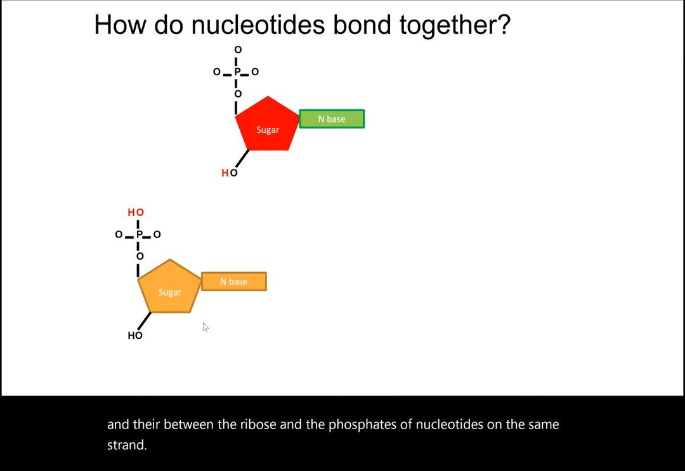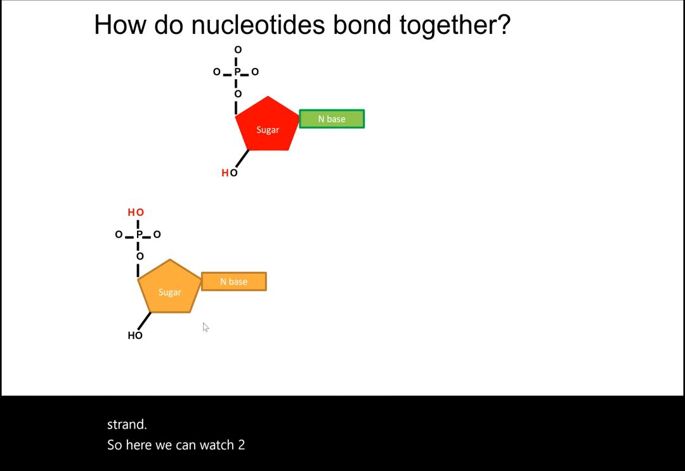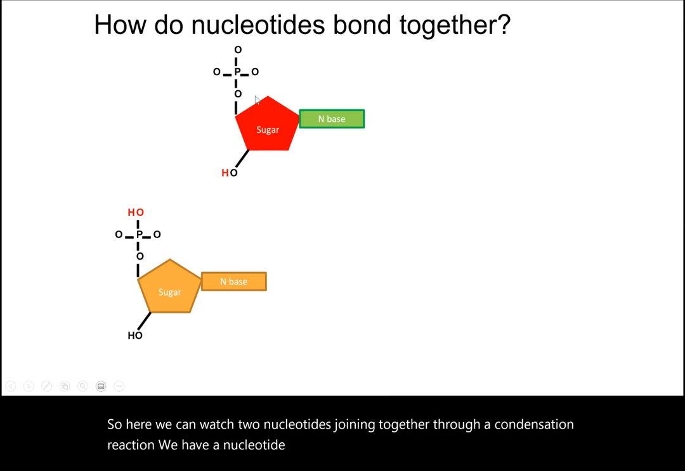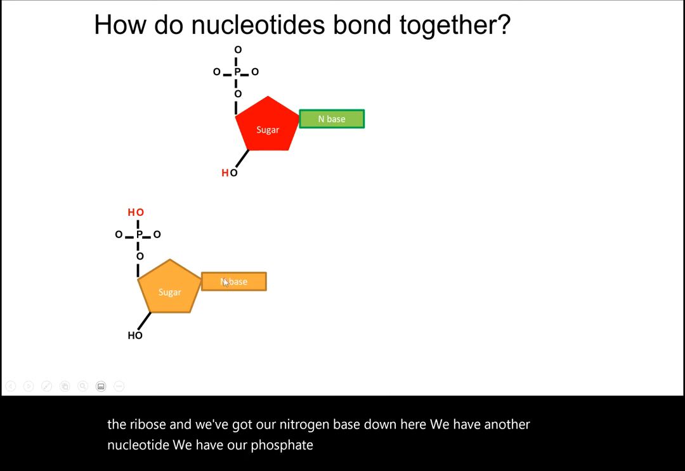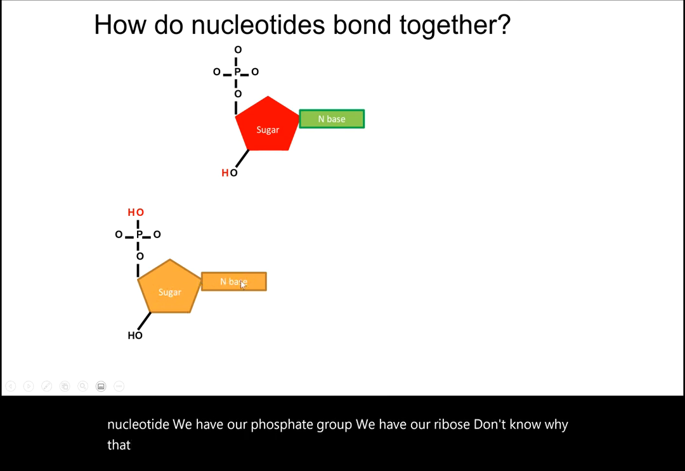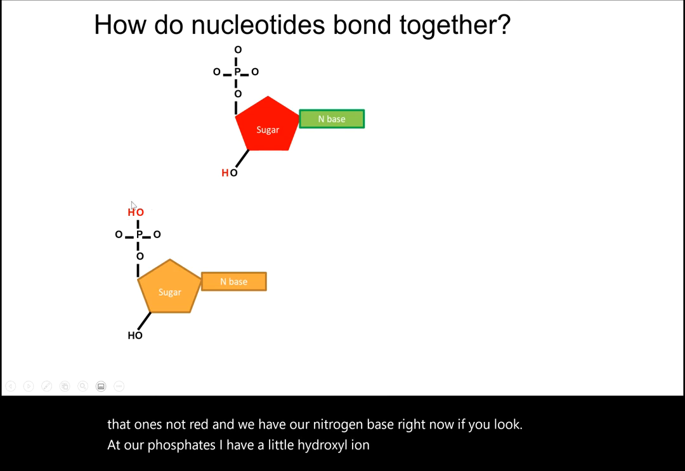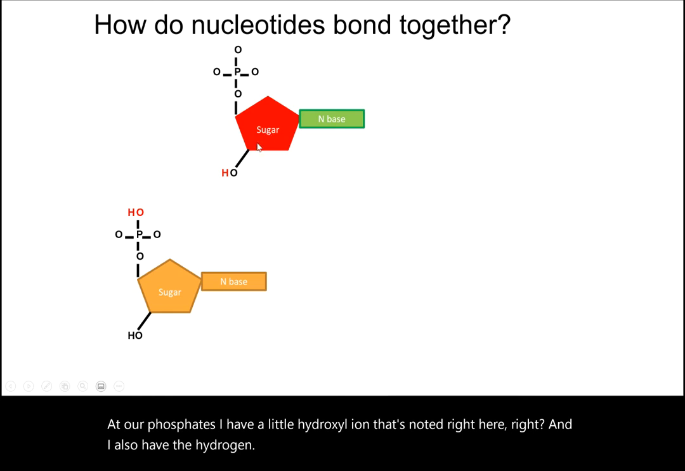So here we can watch 2 nucleotides joining together through a condensation reaction. We have a nucleotide here, we've got the phosphate group, we've got the ribose, and we've got our nitrogen base. Down here, we have another nucleotide. We have our phosphate group, we have our ribose. I don't know why that one's not red. And we have our nitrogen base, right? Now, if you look at our phosphates, I have a little hydroxyl ion that's noted right here, right? And I also have the hydrogen noted here that's sticking off this sugar, right?